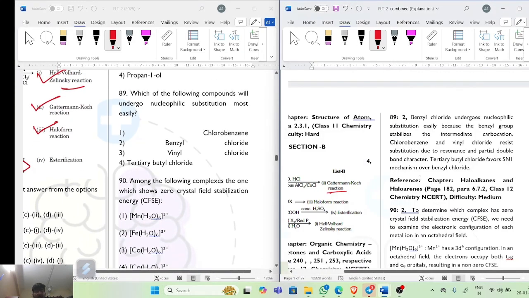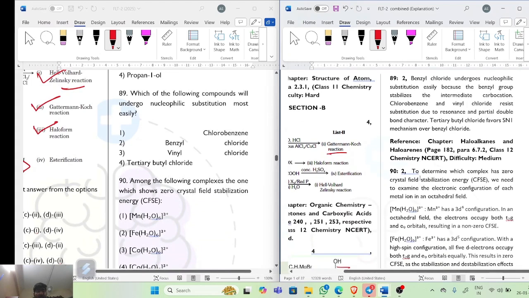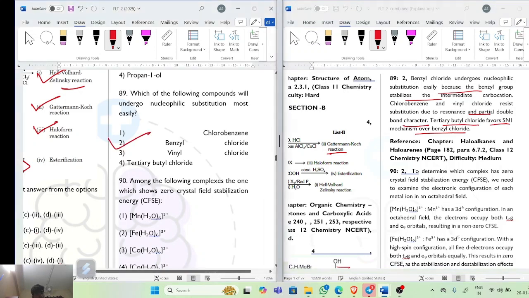Now question number 89. Which of the following compounds will undergo nucleophilic substitution most easily? Benzyl chloride undergoes nucleophilic substitution easily because the benzyl group stabilizes the intermediate carbocation. Chlorobenzene and vinyl chloride resist substitution due to resonance and partial double bond character. Tertiary butyl chloride favors the SN1 mechanism over benzyl chloride. So option number 2 is our correct answer.